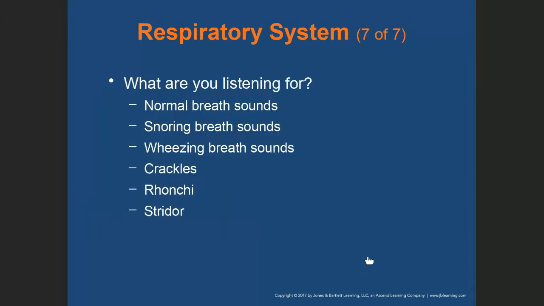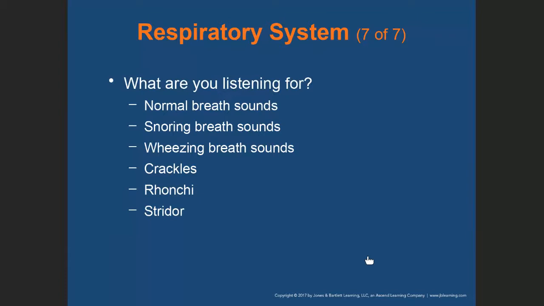Now, what are you listening for? Normal breath sounds. Snoring breath sounds, we know what that means. So snoring is the tongue. Wheezing breath sounds, we know what that means at this point. That means the bronchioles are constricted. So that's lower airway constriction or bronchospasm.